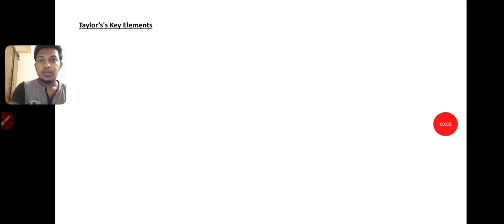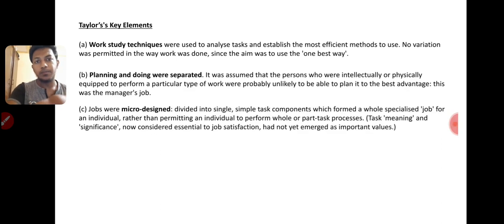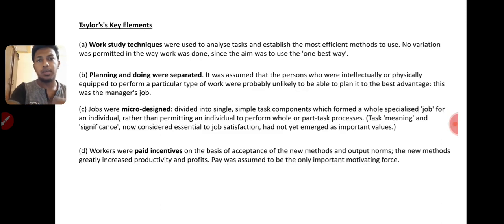Taylor's key elements. I think there are four key elements. Work study techniques were used to analyze tasks and establish the most efficient methods to use. No variation was permitted in the way work was done, since the aim was to use the one best way. So we have to understand how these works are going.